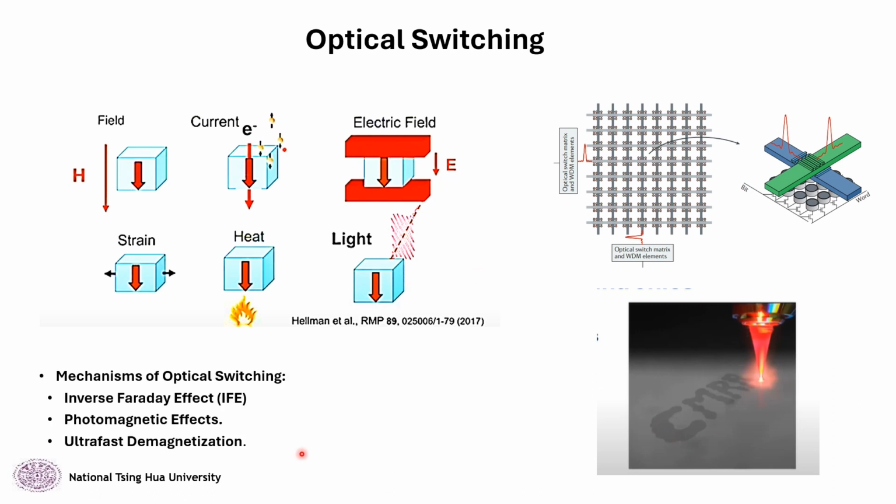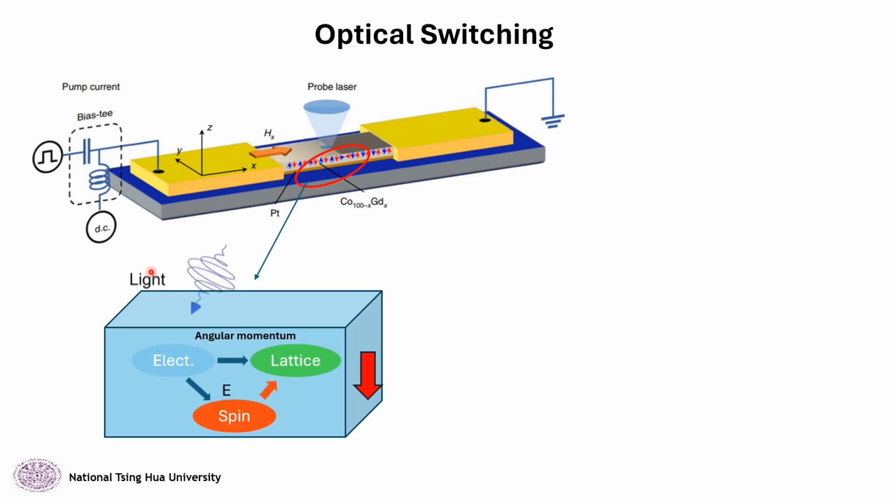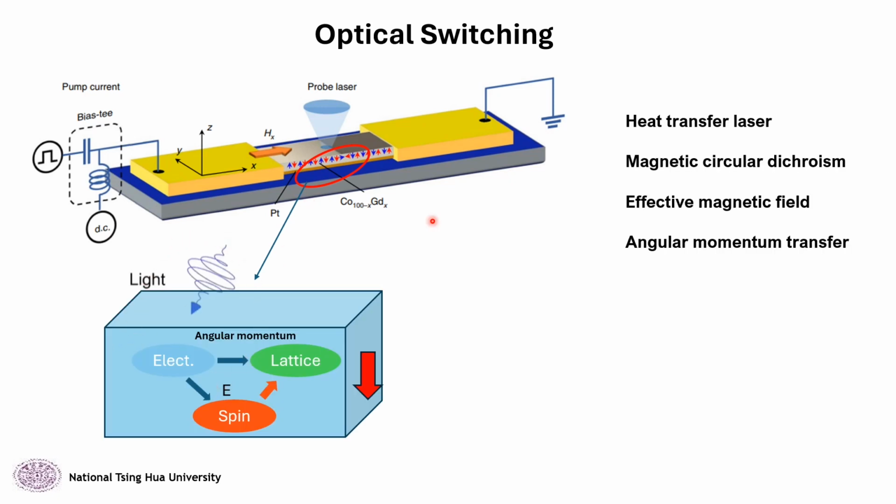The phenomenon behind optical switching is the inverse Faraday effect, or photomagnetic effect, or ultrafast demagnetization. As you can see in this device, we have a gadolinium, cobalt and platinum structure, and they introduce the probe laser on the top of the device. The laser can transfer heat to the system, the lattice and the spin of the material, and magnetic circular dichroism takes place because it's circularly polarized light, so it has different handedness.